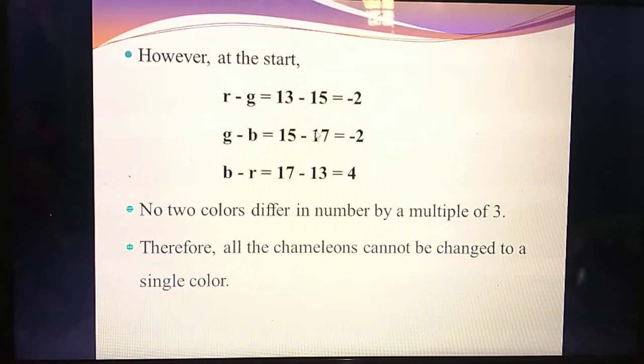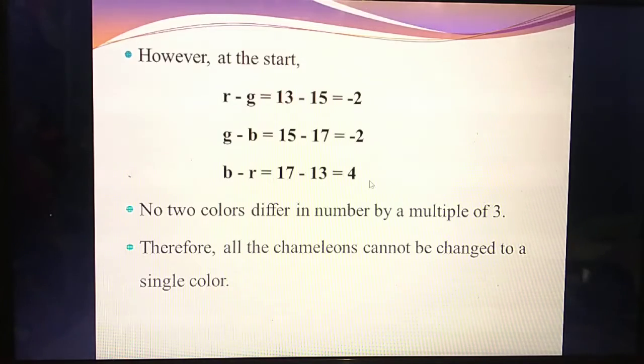The value of G is 15 and the value of B is 17. 15 minus 17, the answer you are getting is minus 2. Next, B minus R. The value of B is 17, the value of R is 13. 17 minus 13, the answer you are getting is 4.